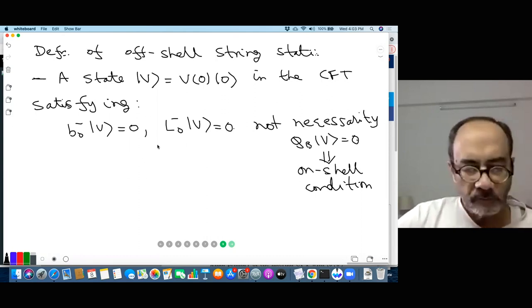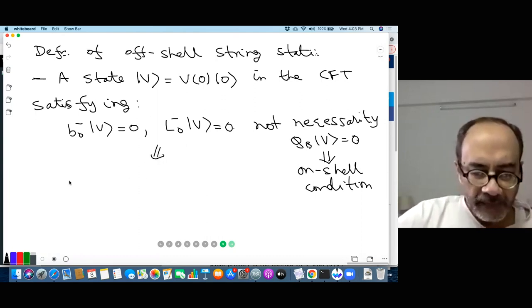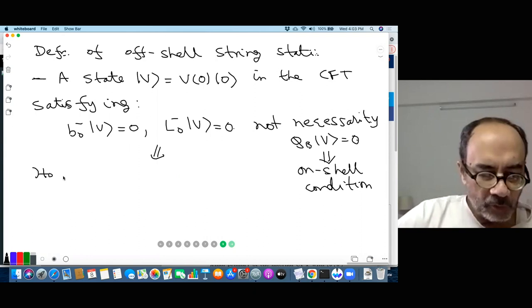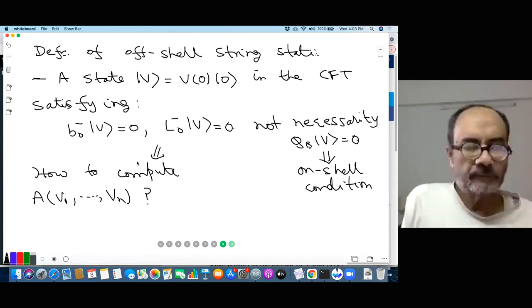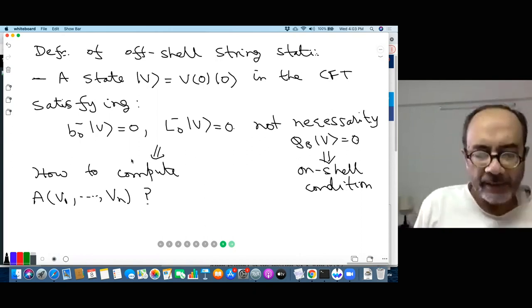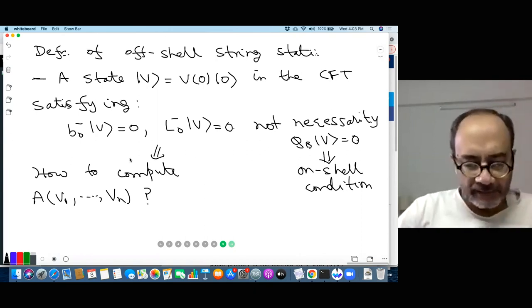Okay. So now we want to ask how to compute the amplitude as a function of V1 to Vn. And this will be the rest of today's lecture. Exactly what is the formula for this A?